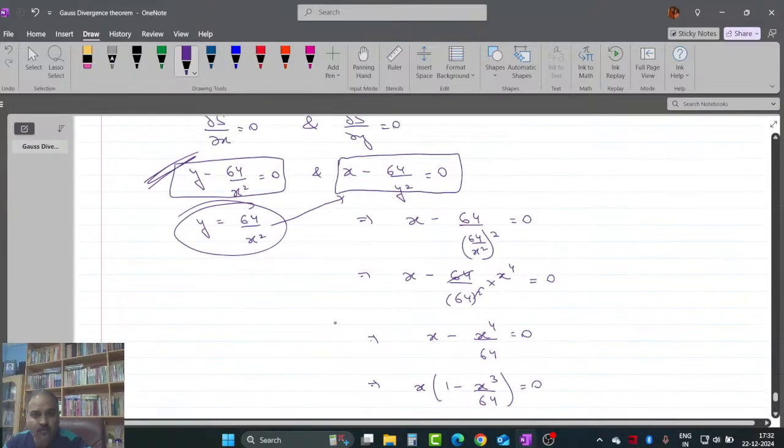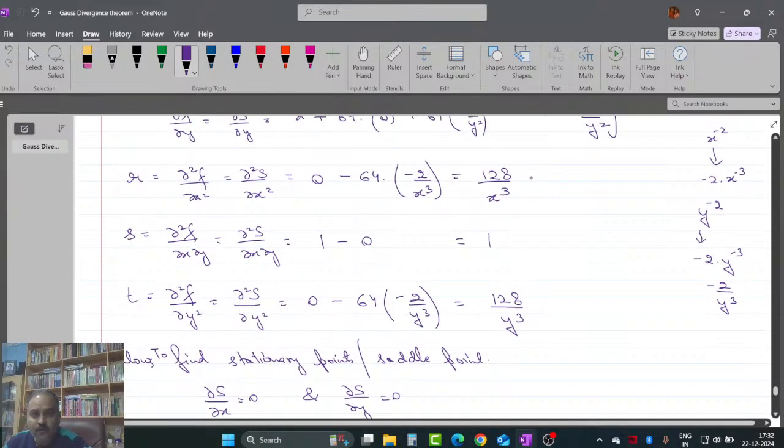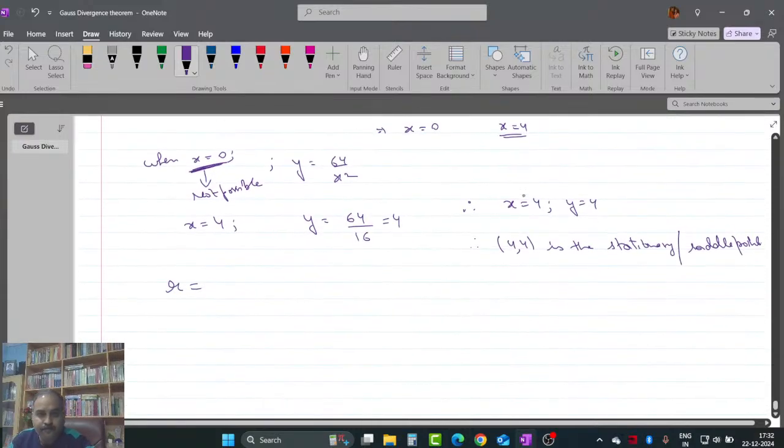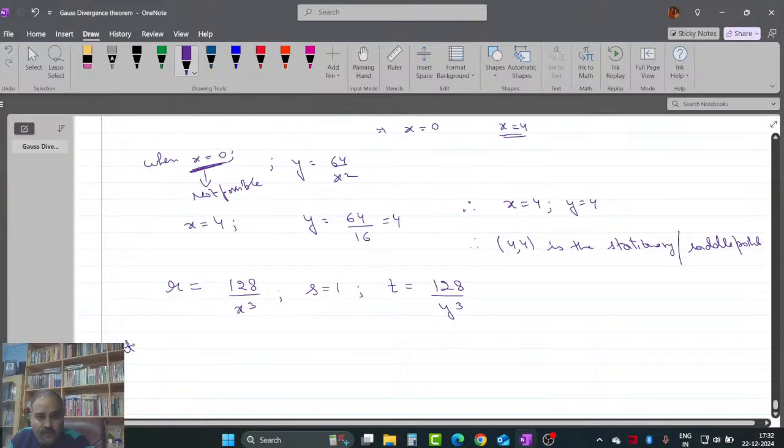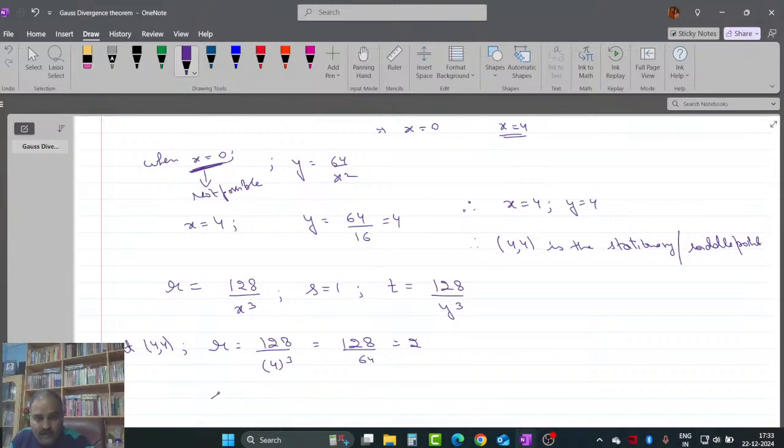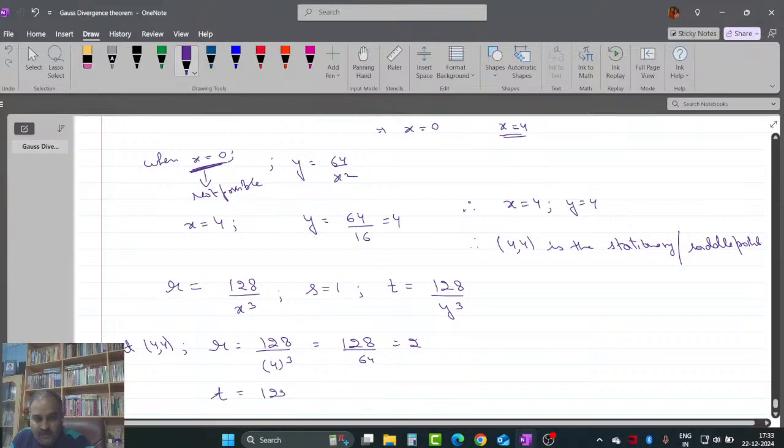So r was 128 over x cube, s was 1 and t was 128 upon y cube. So at the point (4, 4) the value of r will be 128 over 4 cube. So it comes out to 128 by 64, that is 2. Now s is 1, t again 128 by 4 cube, that is 128 by 64, that is also 2.